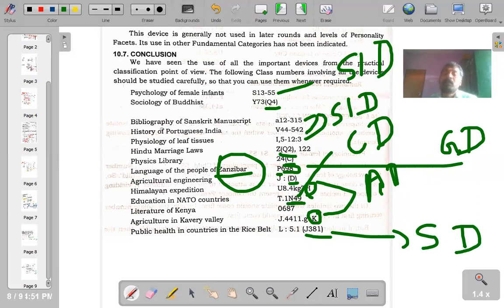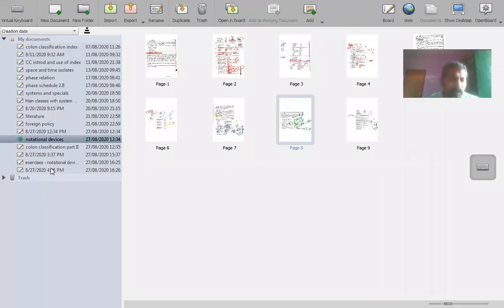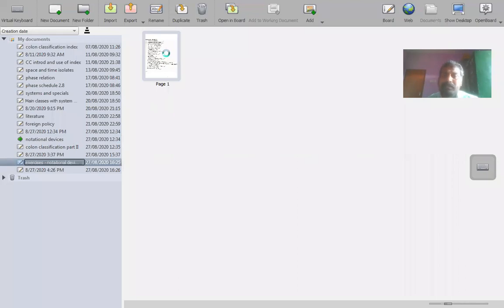Please understand, devices are used in colon classification either to create a new isolate or to sharpen the already existing isolate. I think it's clear to you. We have seen about chronological device, geographical device, subject device, alphabetical device, and superimposition device. Fine. And maybe at the end of the session, I would like to give you some exercise for you.